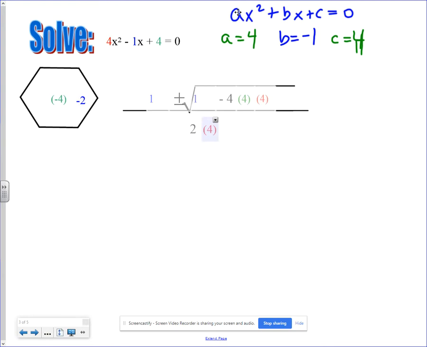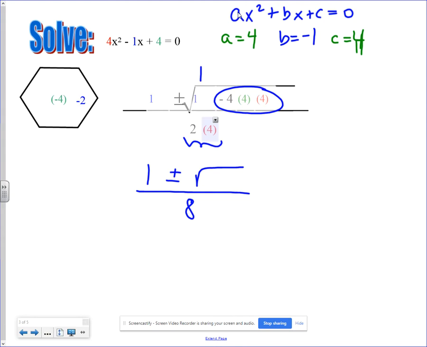So what do we got here? Let's work this out. We got 1 plus or minus, I got my square root. 2 times 4 is 8. So up here, I'll do my square root. I got 1, and then let's multiply these together. 4 times 4 times 4 is 64. Is this 64 positive or negative? Well, how many negative signs do I got? 1. So I got an odd amount of negative signs, so it's going to be negative 64. So 1 minus 64 is negative 63.